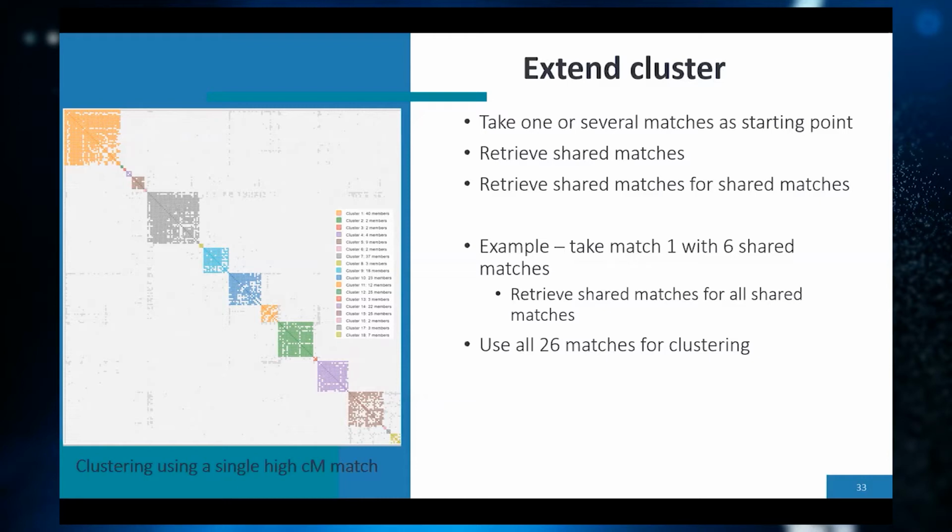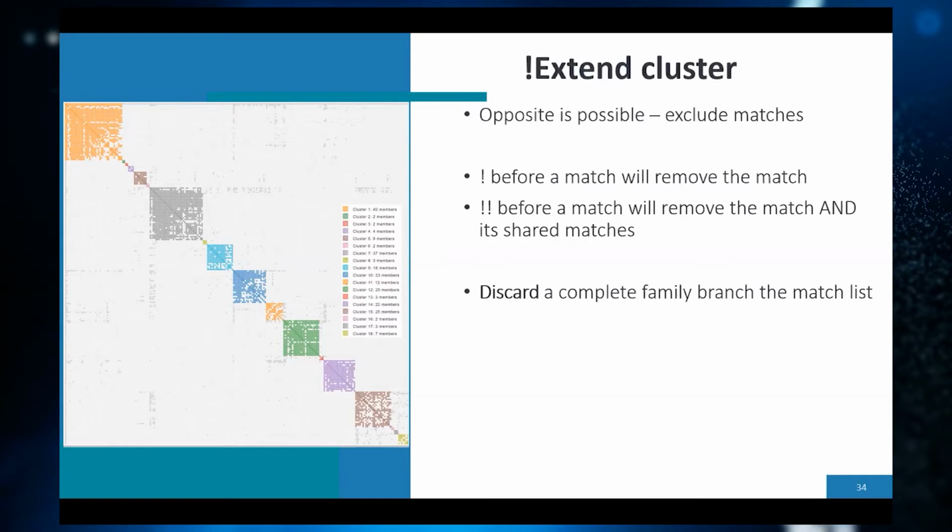The opposite is also possible. So you can also delete matches. If you put a single exclamation mark, you will remove a certain match from the analysis. If you put two exclamation marks, it will remove the match and its shared matches. So imagine the example that I just provided about the single high centimorgan match. If you would like to remove this match and the shared matches, you could put in two exclamation marks and it will do completely the opposite. So it will keep all of the other matches, but it will remove all of the matches that are shared with your high centimorgan match. So you can discard a complete family branch of your analysis. So it's up to you. You can do all those tricks to do the analysis, so doing a more targeted approach.